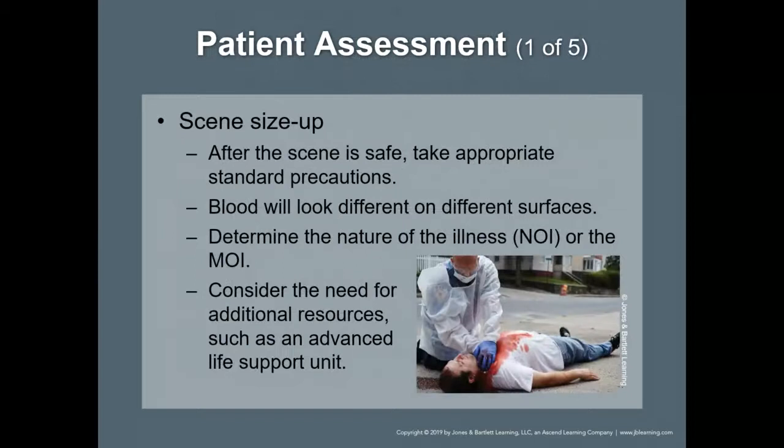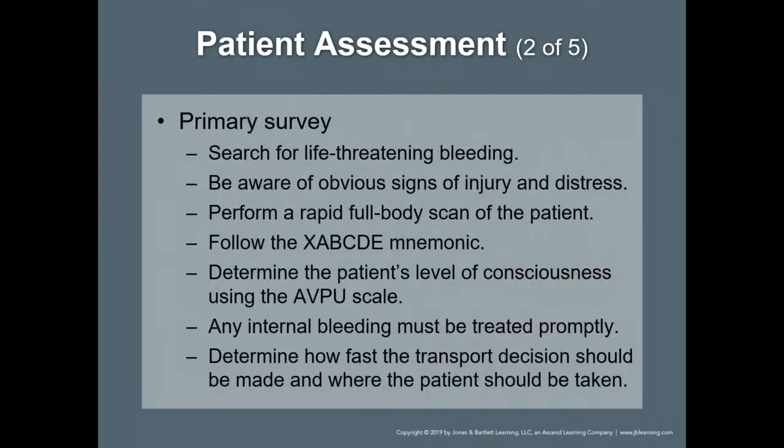We already know how to size up a scene and do a primary survey. We're going to jump through that pretty quickly. Just remember that our primary assessment starts off with a full body scan, follow the XABC. That's X for exsanguination, or X to make sure that we control hemorrhage first as quickly as possible.